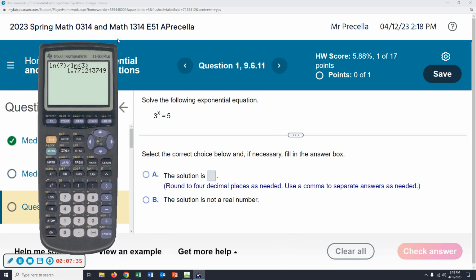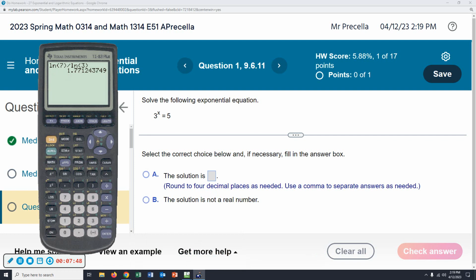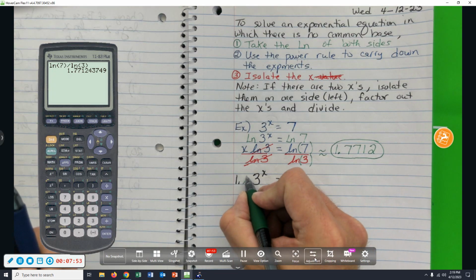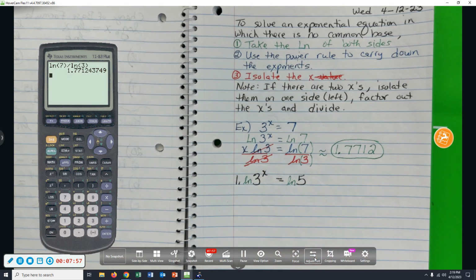Here's problem number 1. Very similar to my made-up example, the one I made up a week ago. 3 to the x equals 5. Notice it wants it rounded to 4 decimal places. Well, maybe all of them. Stick ln in front of each side and carry down that exponent.